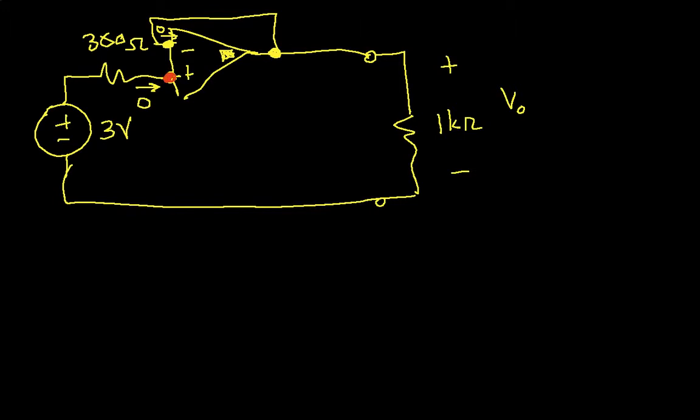I have 0 amps flowing through this resistor because there's no place for the current to flow. If I have 0 amps flowing into the op-amp, then there's 0 amps flowing through the resistor, which means that the voltage across it is also 0 volts, which means that V plus, the voltage from here to my ground, V plus is going to be 3 volts. It's the same as this source.